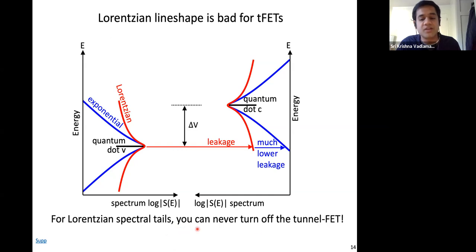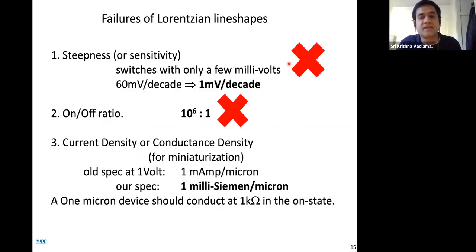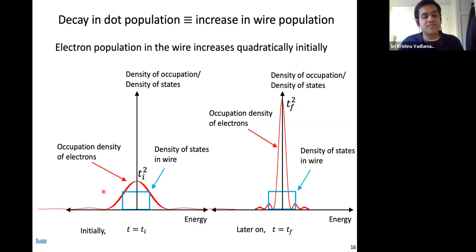If you have Lorentzian tails, you can never turn off the tunnel transistor. So how do we get these exponential line shapes? That's the fundamental question. Lorentzians do not satisfy the first condition. They do not satisfy the second condition. We never turn off. So we thought about this in various directions, and the final, most appealing direction that we hit upon was, let us assume that the final density of states in the wire, since you're tunneling into a wire from the quantum dot, is spread out only in a thin range of energies. So it's not spread out across all energies. It's just a thin range of energies.